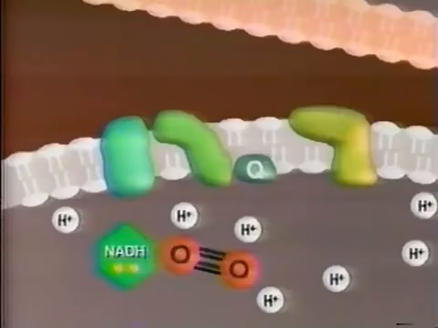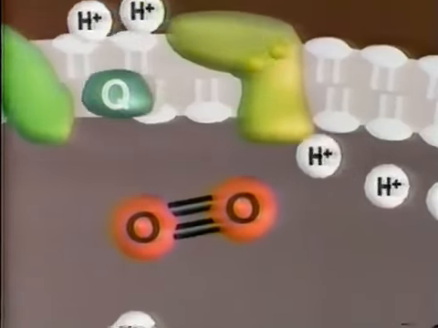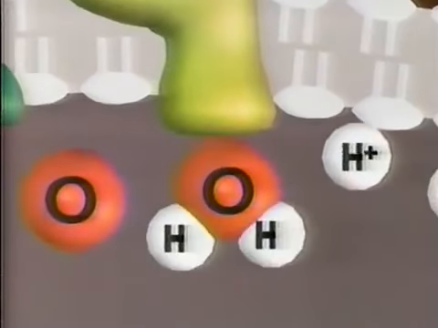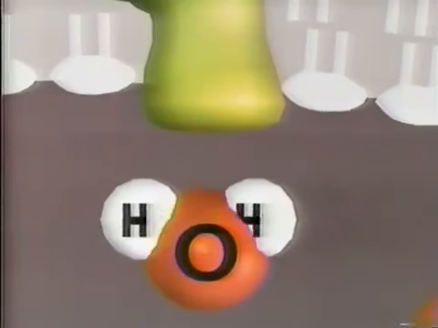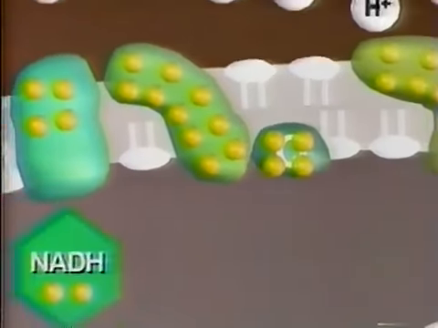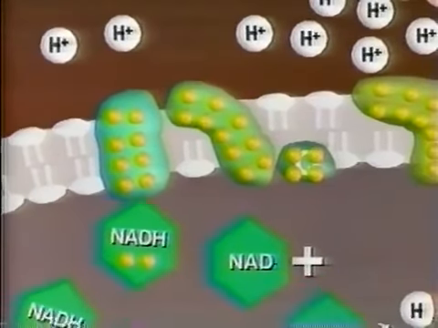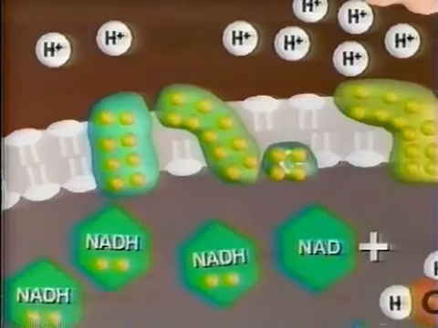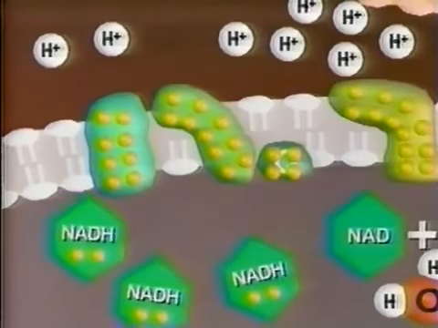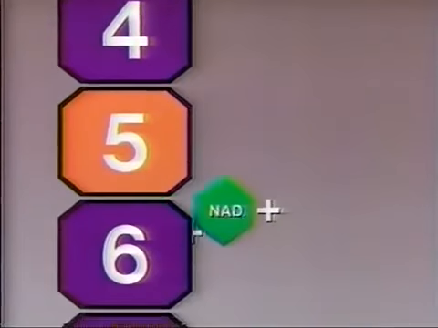Remember that oxygen's main role is to remove electrons from the end of the chain. But without oxygen, the chain begins to back up. NADH is not used, and NAD+ can't be recycled. There's the rub. Glycolysis needs a constant supply of NAD+ to continue the production of ATP.